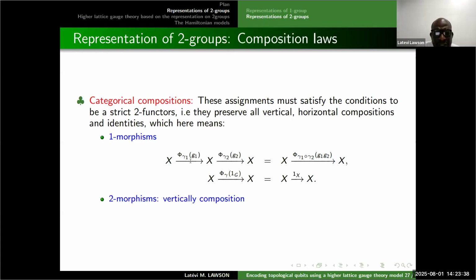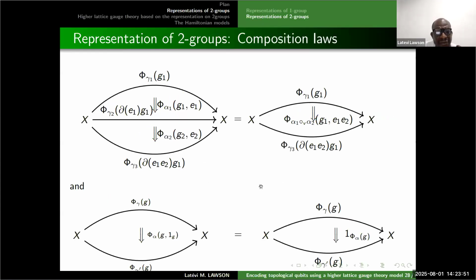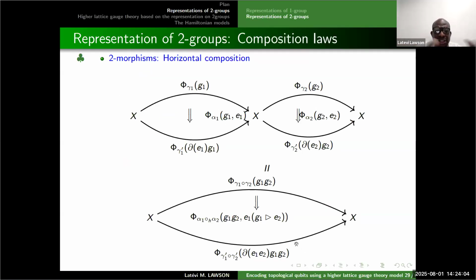We have the composition of one morphism given by this relation, and the identity of the morphism is also given by the relation. Concerning the two morphisms, we have two types of composition. We have the vertical composition, where we have two categories. We can compose them vertically and give this one, and this is the identity of this category. And we have also horizontal composition. We have these two categories, and I can compose them horizontally and give me these things, okay?